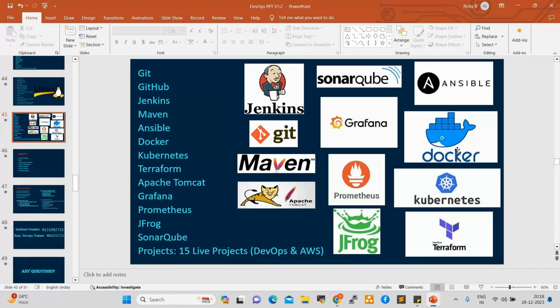One of my younger brothers recently joined one of the MNC companies. He got a 15 lakh package with 3 years of experience. He's working on Kubernetes. He's working on Jenkins also, right? So packages are very good.